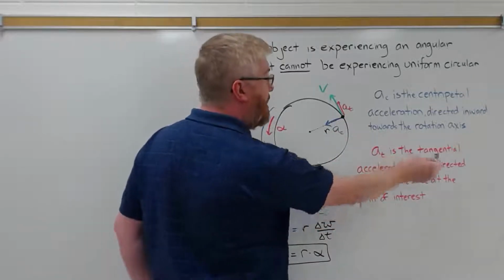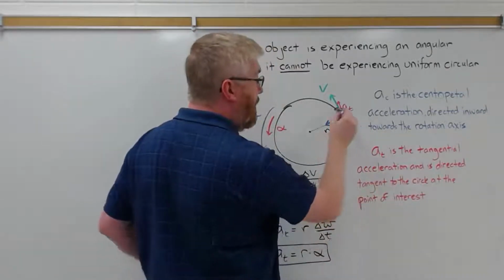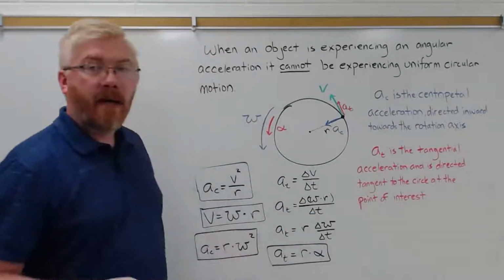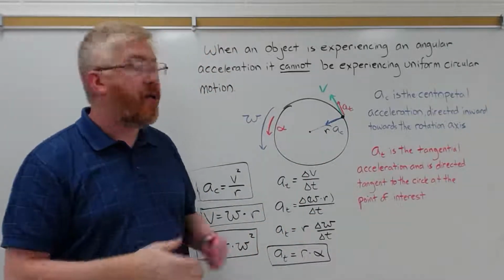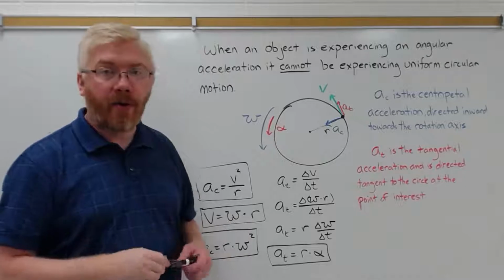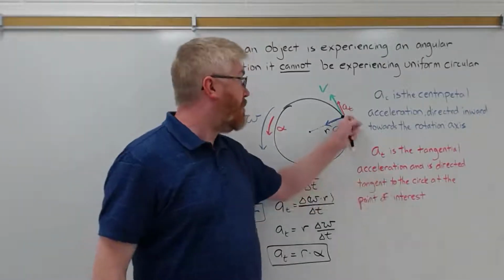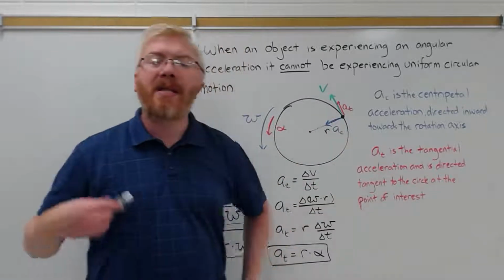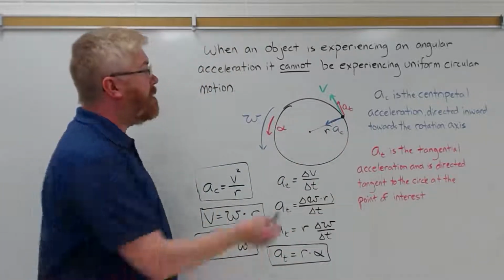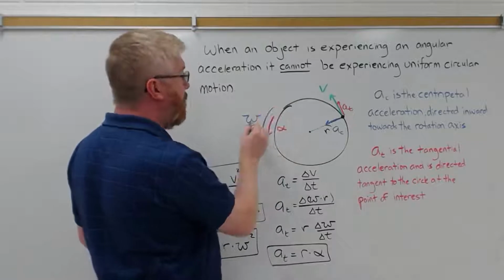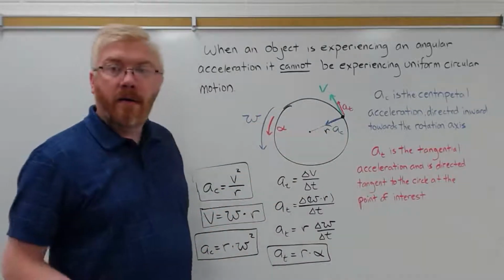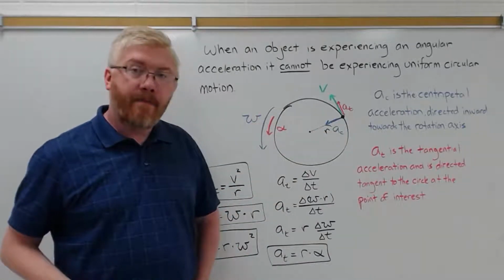A sub t is the tangential acceleration. It's perpendicular to a sub c. A sub c is along the radial line of the circle. A sub t is tangent to the circle. So they're 90 degrees apart, and tangent to the circle at the point of interest. So I want to relate these variables, right? We talked about v. V is related to omega and r, but we want to quantify that.